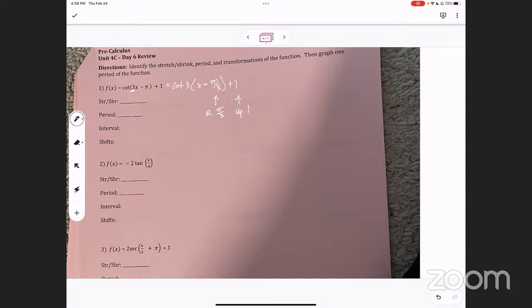And then this 3 here is going to shift it as well, right? That's the period. My bad. Your period is going to be pi over 3. So your interval lengths are going to be pi over 12. Got it? You guys with me? Yep. So first step, right, pi over 3.